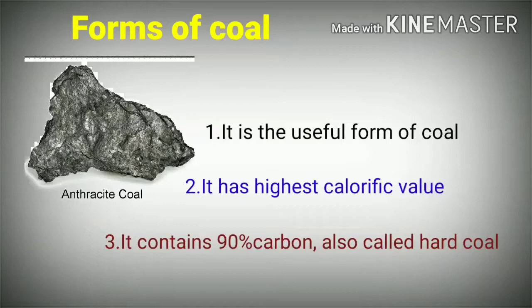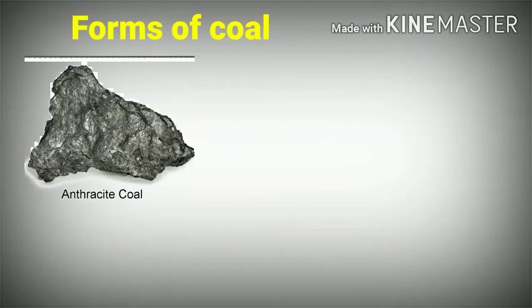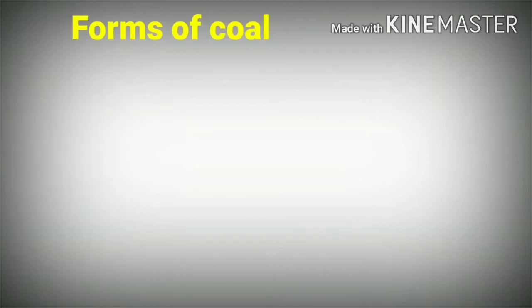The calorific value is actually a measurement of the large amount of heat that is produced by any fuel. So anthracite coal has a high calorific value, which means it is the most efficient form of coal and it produces a large amount of heat when it undergoes combustion. Anthracite coal is found at great depths beyond 6,000 meters below the earth's surface.